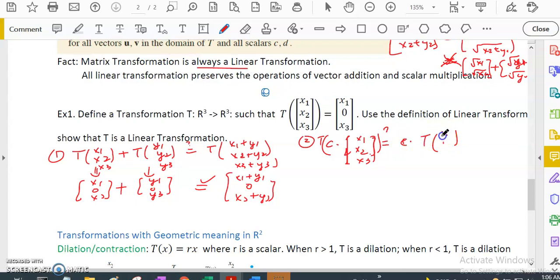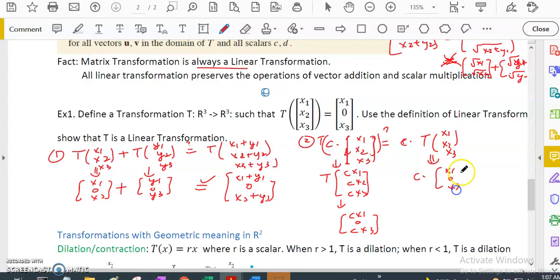Are they the same? x1, x2, x3. Is it the same? It doesn't involve y. So now if I do this, that means T of cx1, cx2, cx3. If I go this way, this will become cx1, 0, cx3. And for this, it will become c times x1, 0, x3. And when I multiply in, it equals cx1, 0, cx3.